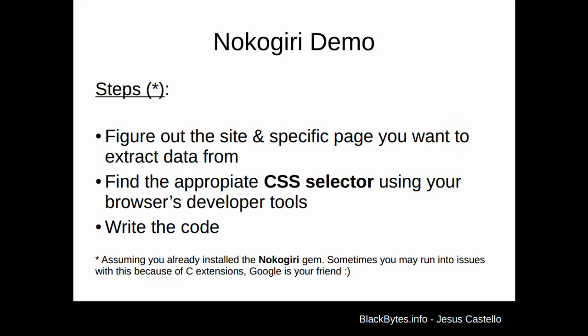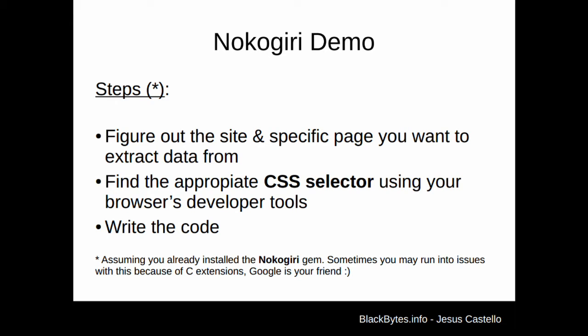So next, I'm going to do a quick demonstration of Nokogiri for you, and there are three very simple steps. First, you want to figure out the site and the specific page that you want to extract data from. So you pick up a site and then pick the page. Just do one, start with one page and then you can do more after you want. But start with focusing on one page.